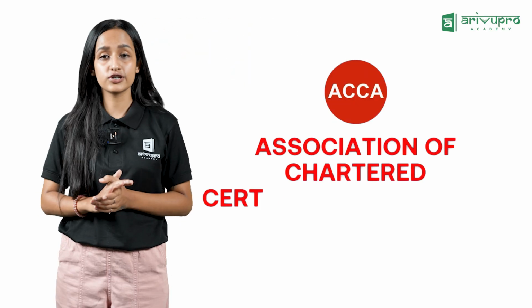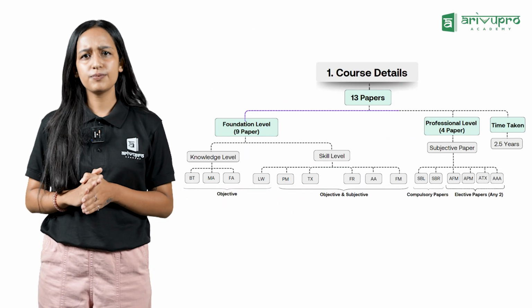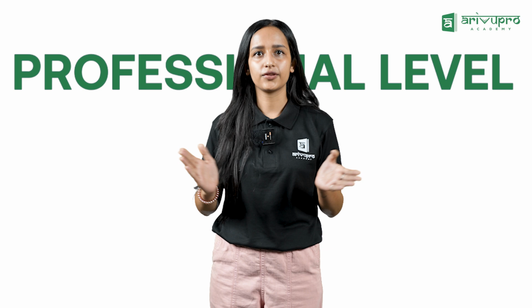The Association of Chartered Certified Accountants is a global degree. In this particular degree, we have 13 papers. Okay, each paper is divided into different sections: the knowledge level, the skill level, and finally the professional level. Okay, we'll discuss a little more in depth about this now.